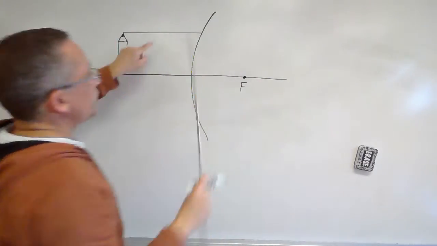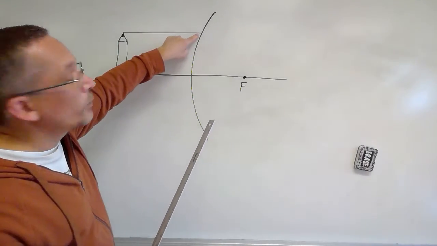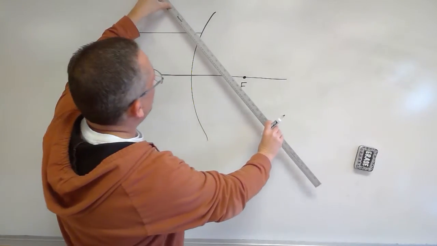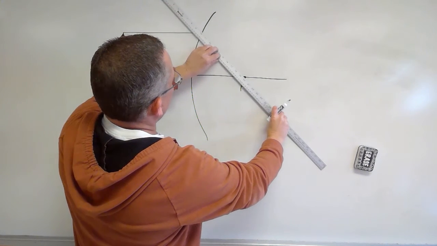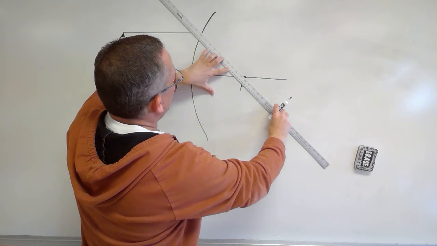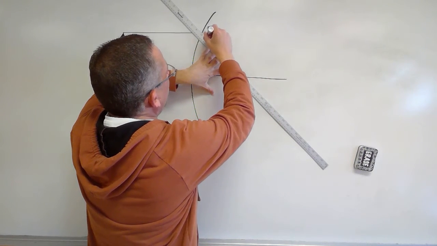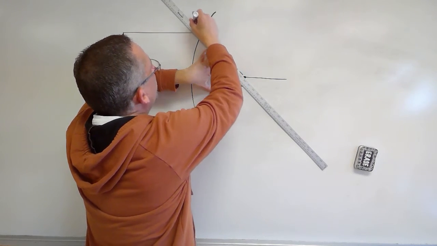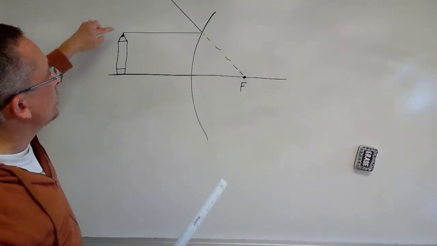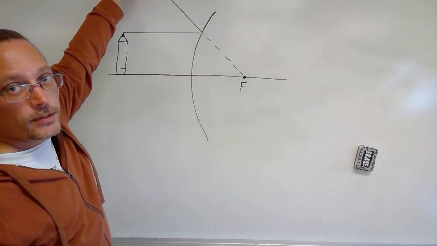Okay. That line should be parallel to the principal axis. And then from this point where it intersects the mirror, I am going to line it up through the focus. Now behind the mirror, I'm going to draw this as a dashed line. And then when we come in front of the mirror, it's a solid line. So that ray of light comes to the mirror and reflects off this way.